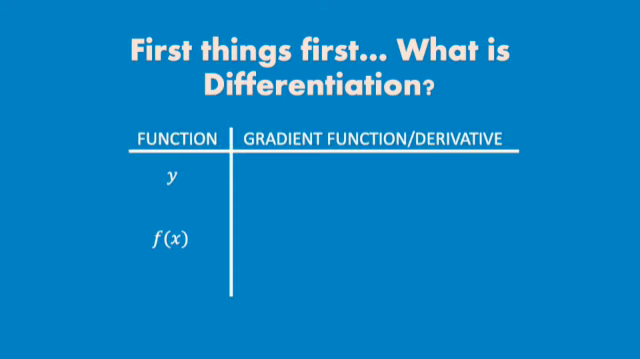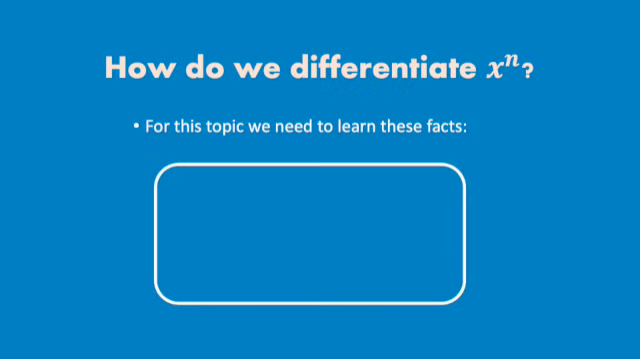So let's quickly summarize that. If our function is y, then our gradient function, or our derivative, or our differential, however we name it, would be dy dx. And if our function was f of x, then our gradient function or our derivative would be f dash x. All right, so how do we do it though? We've had a chat about what the notation looks like and what it means, that it gives us a gradient or a rate of change. But let's look at the actual facts that we need to know.